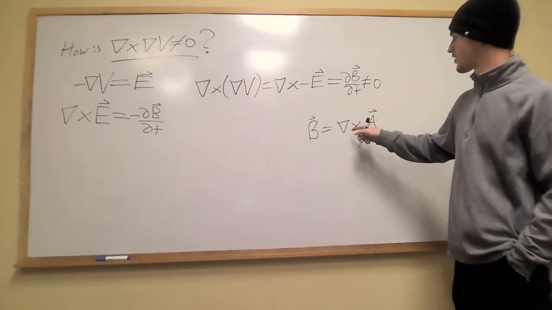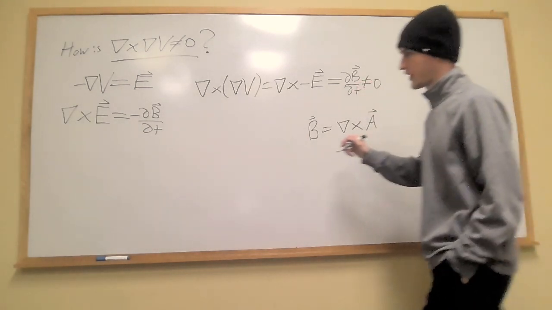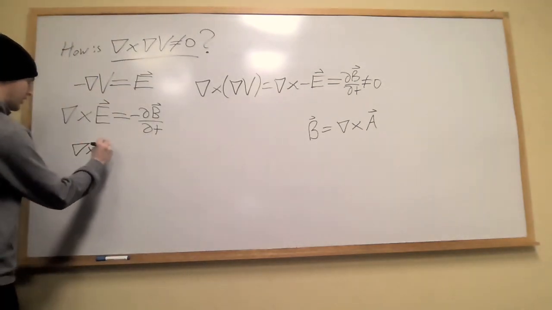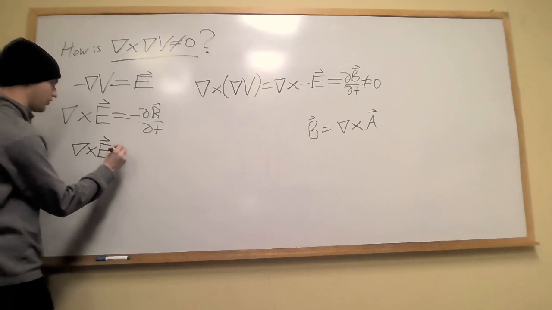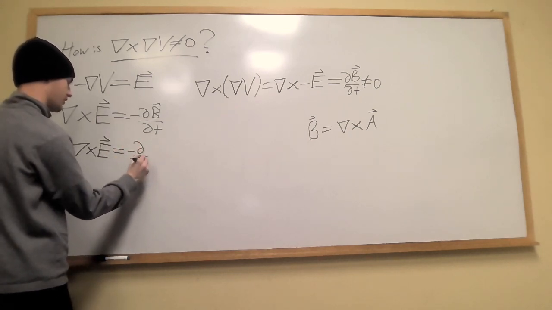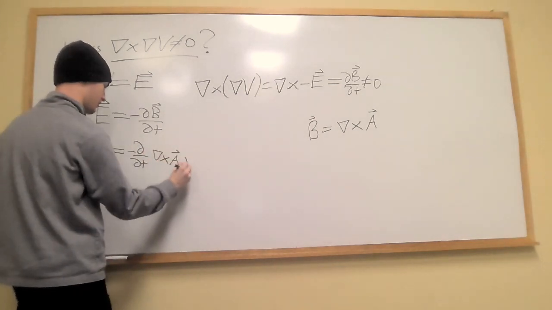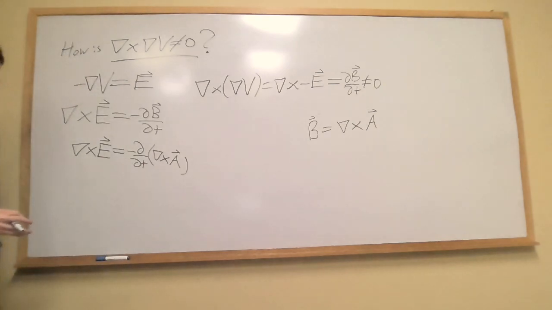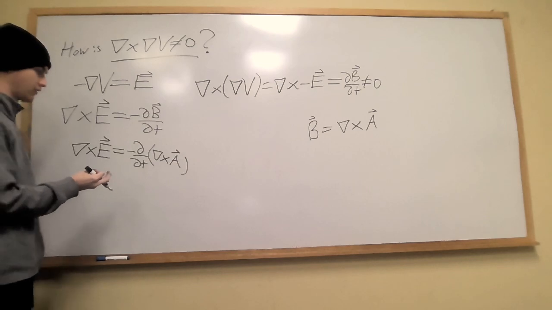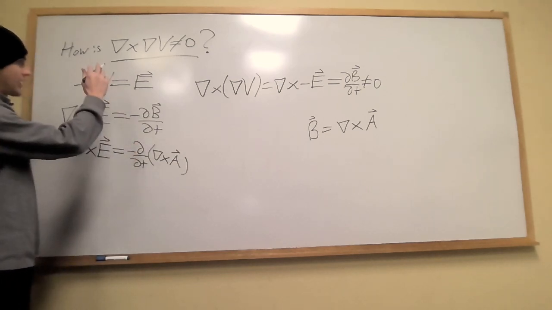So let's plug this into partial B partial t. Now we'll get gradient cross E equals minus partial t of gradient cross A. And derivatives like this can be in any order. They don't care which partial derivative is taken first. So now that we can see this, let's go back up.